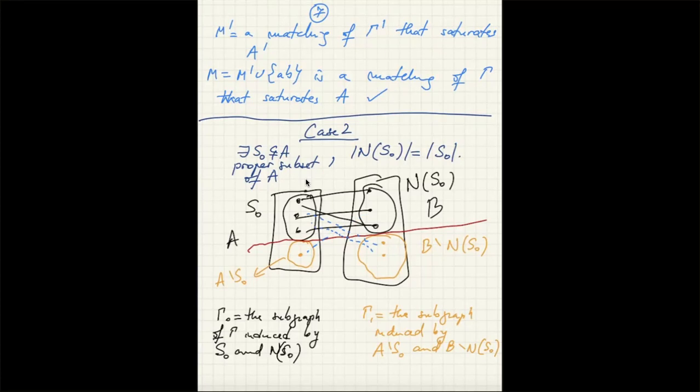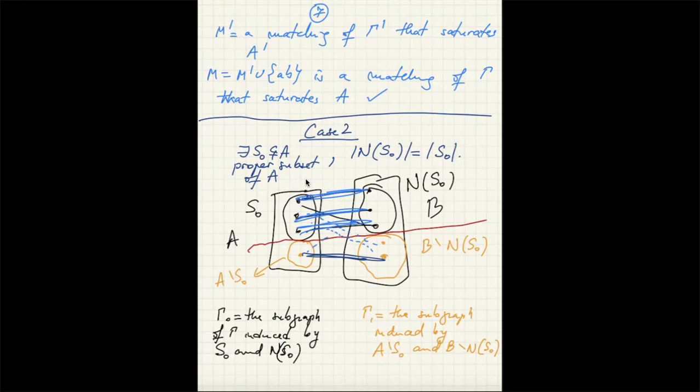Now what we're trying to do in this proof is, if we can show that there is a matching that saturates S0 in gamma 0, and if there is a matching that saturates A minus S0 in the gamma 1 graph, then we can take the union of these 2 matchings, and we get a matching that saturates A in the big graph. So that's the strategy for this.